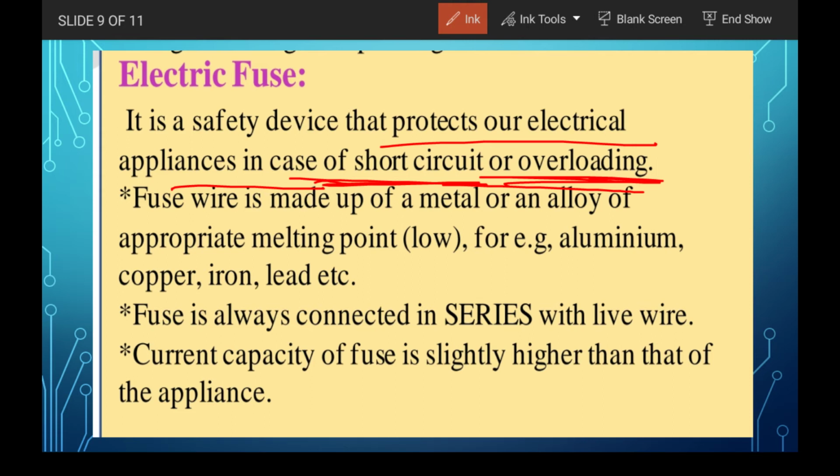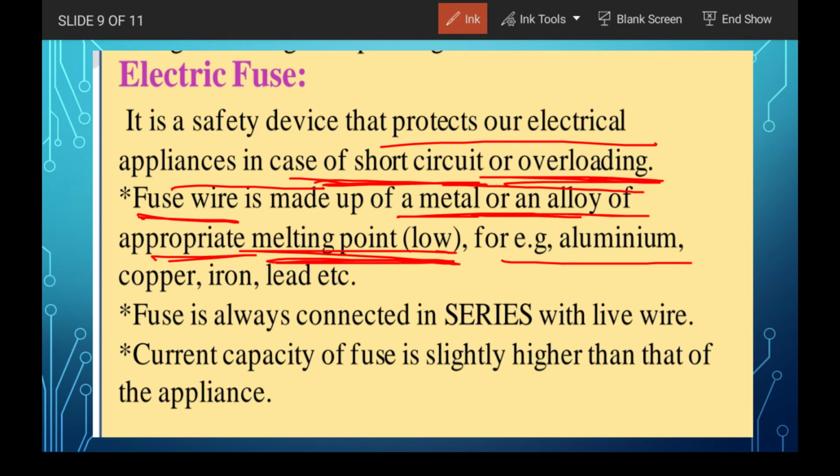Fuse wire is made up of a metal or alloy of appropriate melting point, most probably a low melting point, for example aluminium, copper, iron, lead, etc. Whenever there is high electric current in the main switchboard, it will melt and break the circuit.